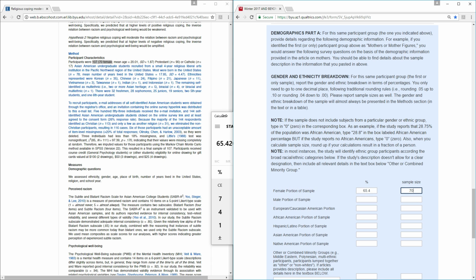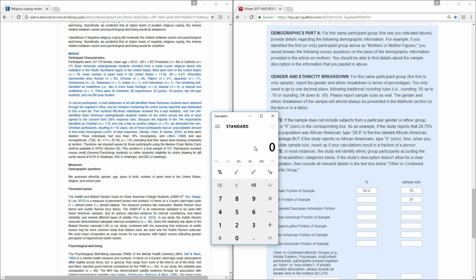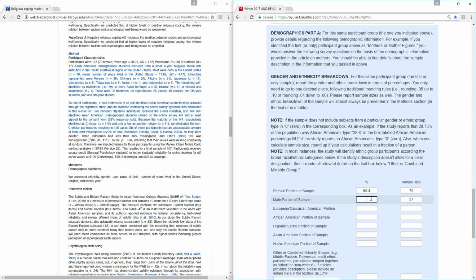Now in this case, the authors have also not specifically reported the number of male participants. So we will assume that the rest of the 37 are male. If male and female are reported and the percentages do not add up to 100%, you don't need to worry. There may be some missing information. Respondents may have not answered or may have been coded wrong and so forth. So for our 37 assumed males, that will be 34.6%.